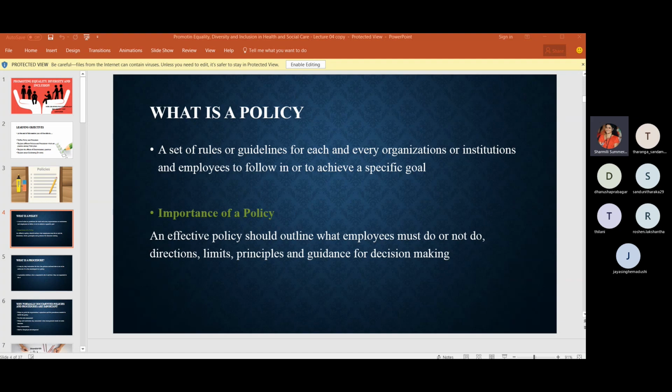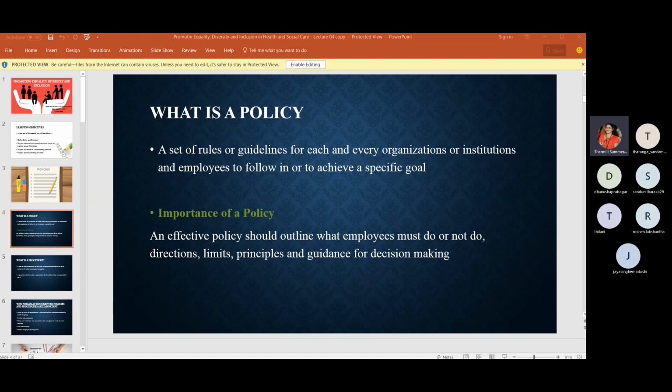So in order to undertake the policies, we have procedures. A procedure is step-by-step instructions for how the policies outlined above are to be achieved. It is the counterpart to a policy.